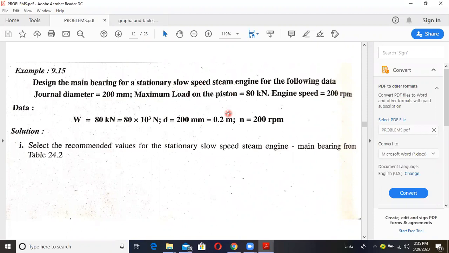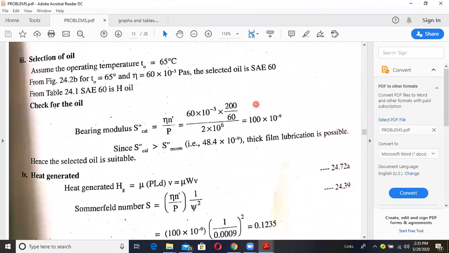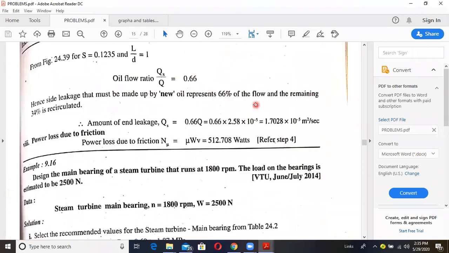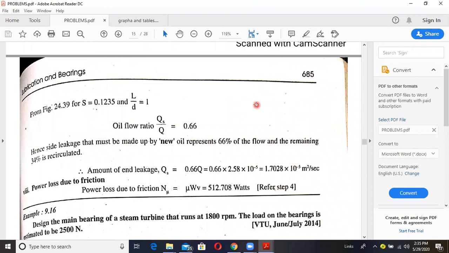artificial cooling is required or not, and we have calculated the minimum film thickness and oil flow rate, if there is any end leakage or complete, and finally we have calculated the power loss. So this is the complete design of bearing used for a particular application for 15 marks. Understood? Same procedure we are going to follow for different applications for the next remaining 2 to 3 problems.